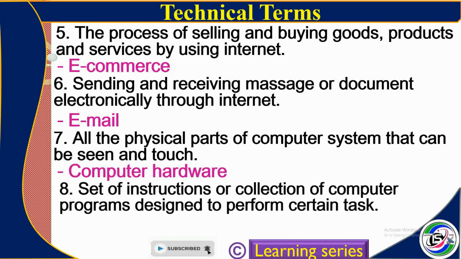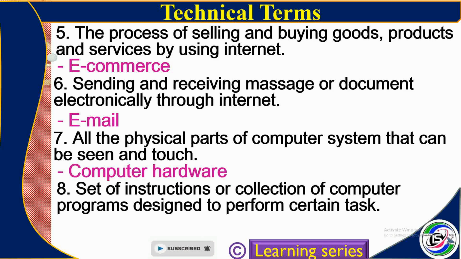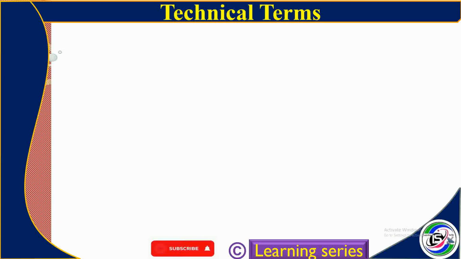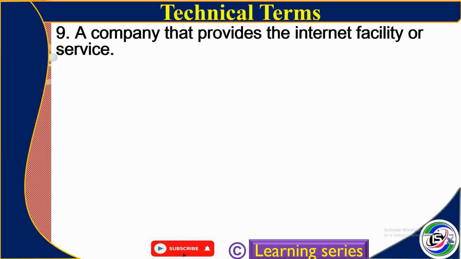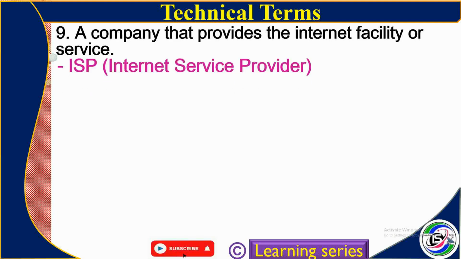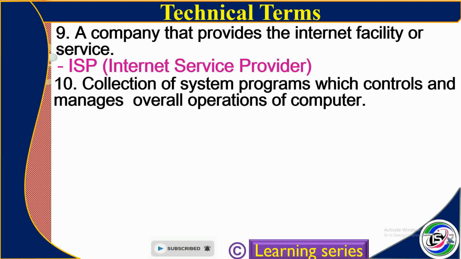Computer hardware. 8. Set of instructions or collection of computer programs designed to perform certain tasks. Computer software. 9. A company that provides the internet facility or service. ISP, Internet Service Provider.